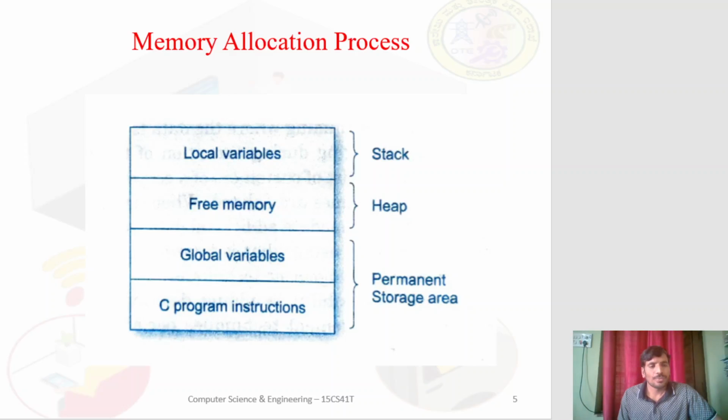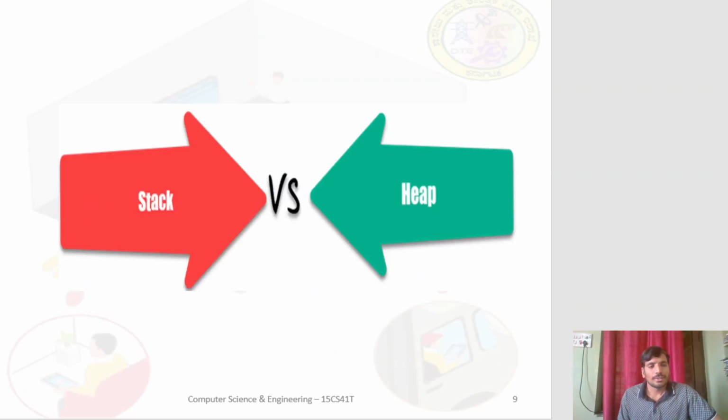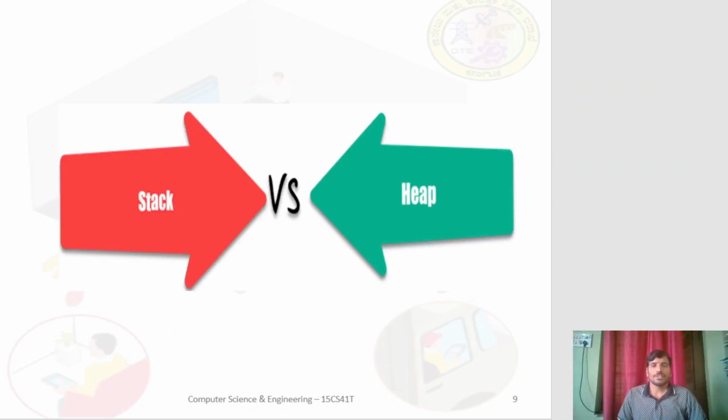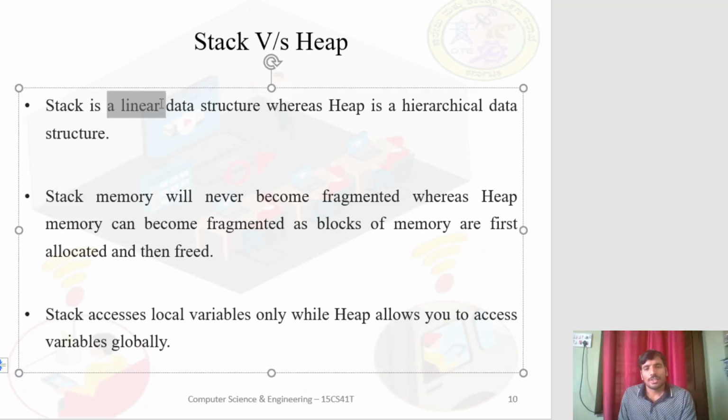So basically, stack is a linear data structure, whereas heap is a hierarchical data structure. Examples of linear data structures are linked lists, arrays. Hierarchical data structures are like trees, graphs. So stack is a linear data structure, whereas heap is a hierarchical data structure. This is the first difference between stack and heap.